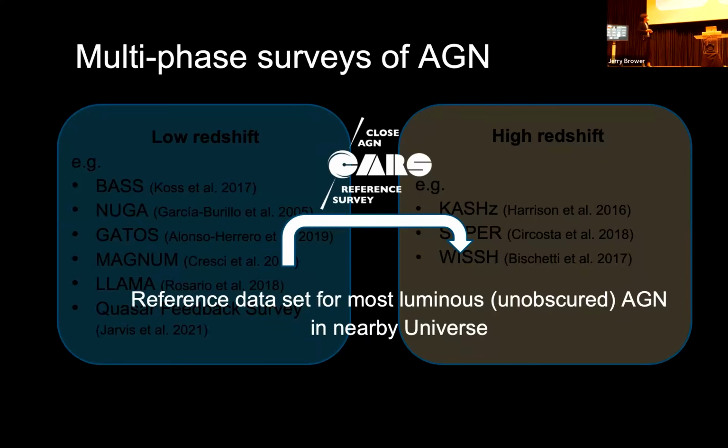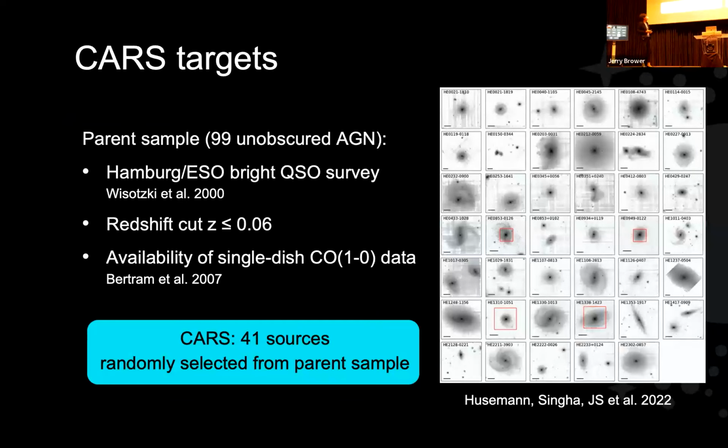And specifically, the CARS sample has been selected from a parent sample of 99 unobscured AGNs, which are taken from the Hamburg ESO Bright Quasar survey. And these data were selected by using a redshift cut of 0.06. So these are really relatively nearby objects, but still quite luminous. And we also implied selection based on having already single dish CO data available for these targets based on a paper from Bertram et al.